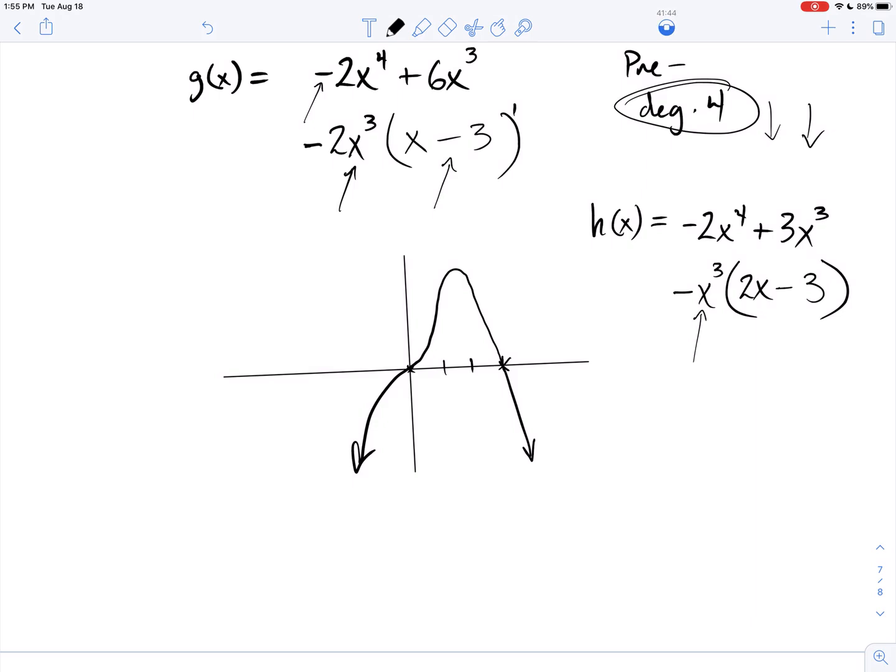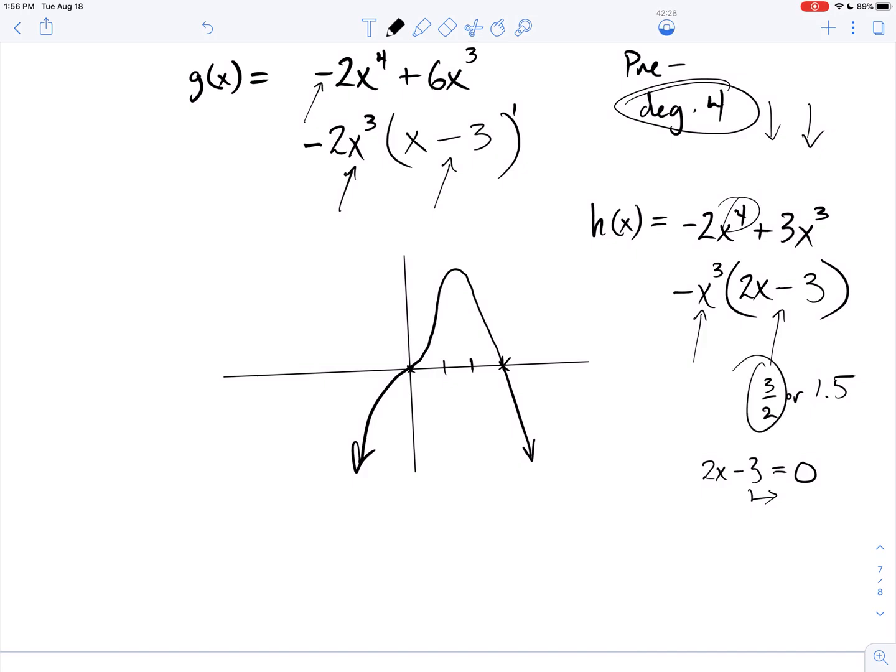Would it still twist through the middle? Yeah. Would it still be a 4th power problem? Yeah. Would it still go down, down? Yeah. Here's the only difference. How do I figure out where it crosses the x-axis now? Well, I know it crosses at 3/2. Or you could call it 1.5, whatever. That's where it crosses. But how do I know that? Well, when you're finding out where an x-intercept is, all you're doing in your head is setting it equal to 0. So if I add 3 to the other side and divide by 2, bam, there it is.